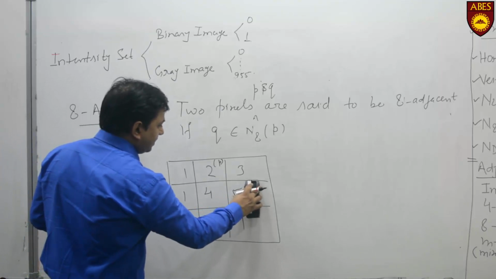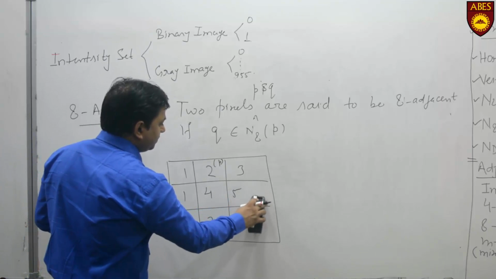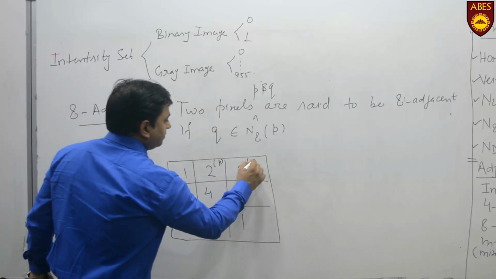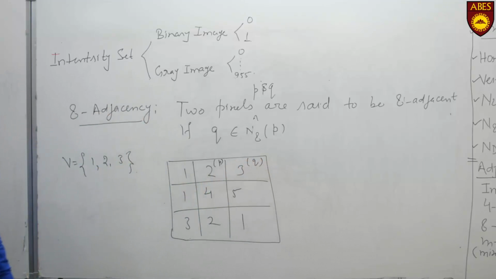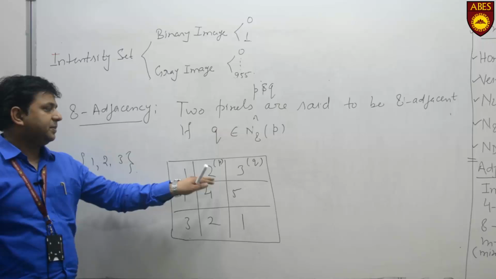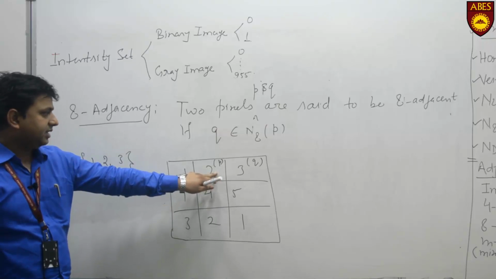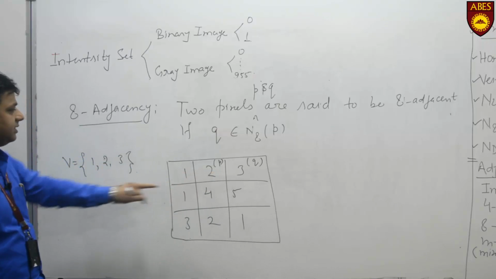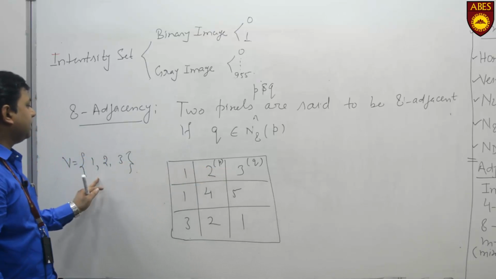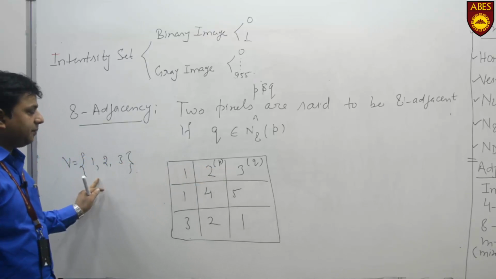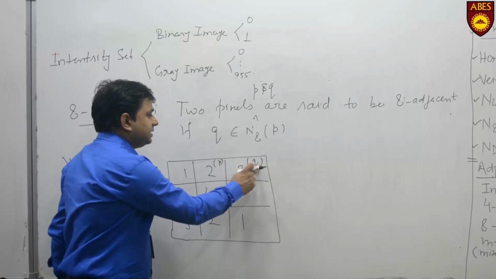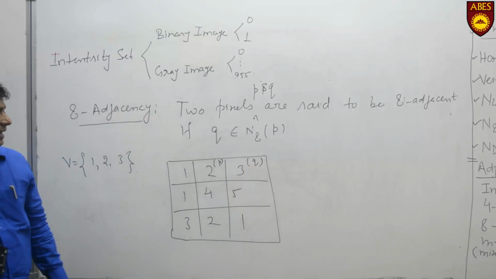But suppose I change my pixel Q here, then first I check whether this Q is lying within the N8P. Yes. Second condition, I will check whether this Q is also belonging to the given intensity value set V. Yes. So in this case, P and Q becomes the 8 adjacency.